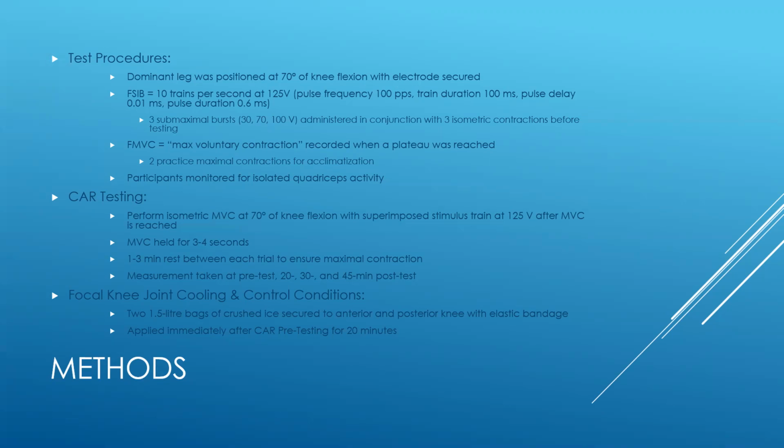The measurements were taken at pre-test, and then 20 minutes post-test, 30 minutes post-test, and 45 minutes post-test. The focal knee joint cooling was applied with the modality of a crushed ice bag. They were two 1.5 liter bags that were applied both anterior and posterior to the knee. They were secured with an elastic bandage, adding also a bit of compression. These bags of ice were applied immediately after the CAR pre-testing, and they were allowed to stay on for 20 minutes.